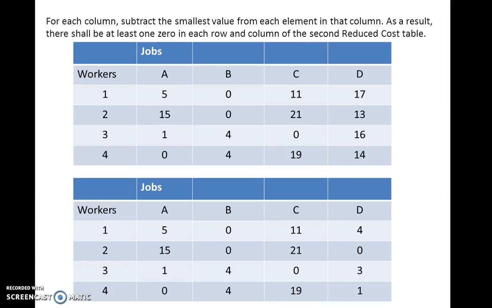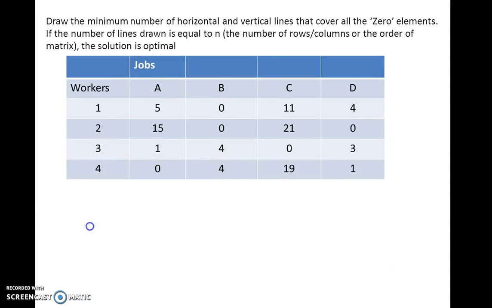Now if you carefully observe this second table, the below table, you will notice that there is at least 1 zero in each row and each column. Now let's go to the third step of the Hungarian method. In the third step, we have to draw horizontal and vertical lines that covers all the 0 elements. Now in this case, we have to draw minimum number of lines to cover all the zeros.